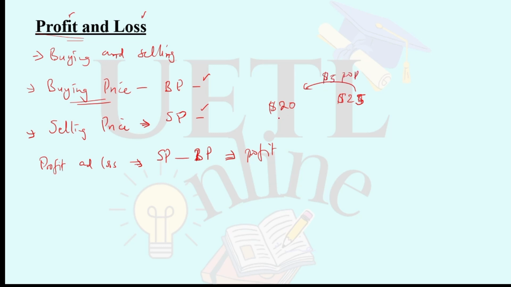Let's say this is your buying price and this is your selling price. Here you can say that you have a $5 profit. This is what we mean.